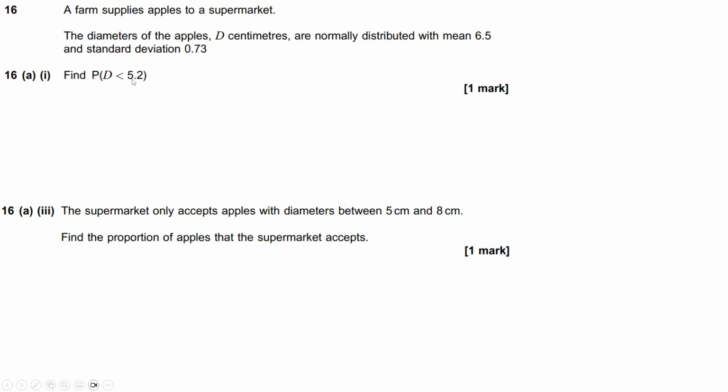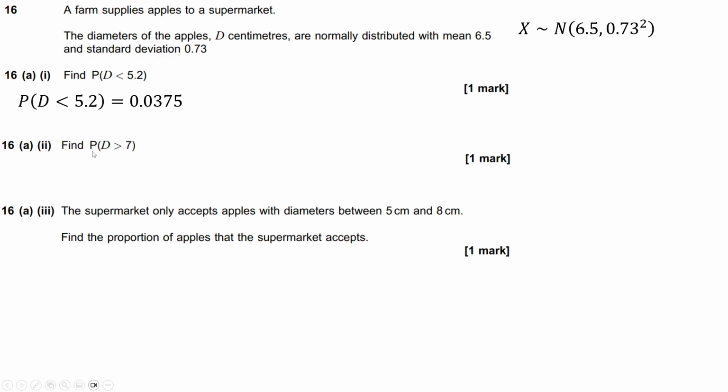Anyways, the probability that d is less than 5.2, this is normal distribution. If x is distributed normally with a mean of 6.5 and a variance of 0.73 squared, then the probability that d is less than 5.2 is going to be this, if you just put it into your calculator. D is greater than 7, that's 1 minus the probability that d is less than 7. We don't need to change this number here because it's normal, and d is a continuous random variable. So just put that into your calculator, you'll get that.